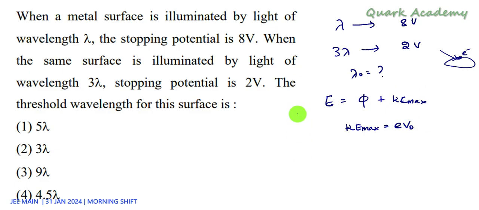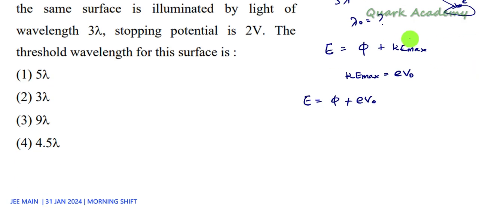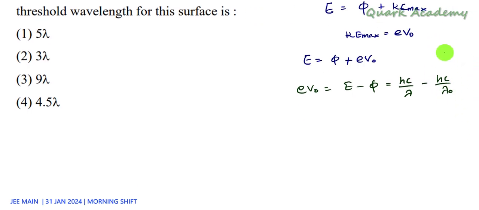So the equation is getting changed. E equal to phi plus e into V0, where V0 is the stopping potential. Now, let's rearrange this. e into V0 can be written as E minus phi. The incident energy of a photon, we can write as hc by lambda. Similarly, the work function we can write as hc by lambda 0, where lambda 0 is the cutoff wavelength.